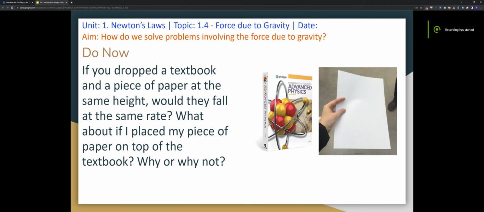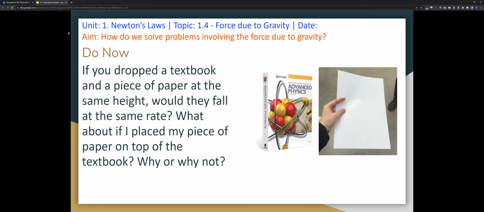So this is going to be a lesson on 1.4, force due to gravity. Now, the do now question here says, if you dropped a textbook and a piece of paper at the same height, would they fall at the same rate?